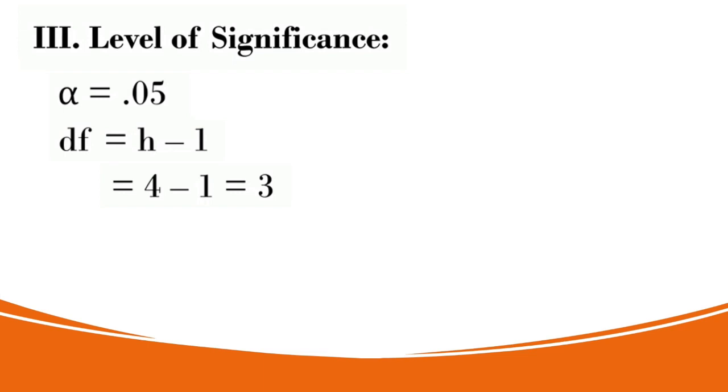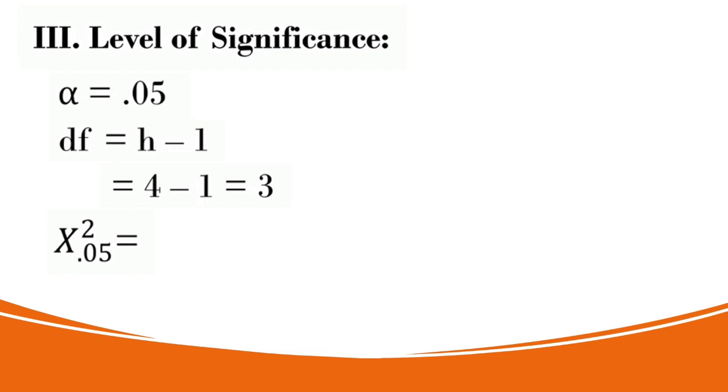The degree of freedom is equal to h minus 1, where h is the number of samples. So for the example, we have 4 types of nuts. That's why we have 4 minus 1, which is 3. And for our tabular value, we have chi-square at 0.05.